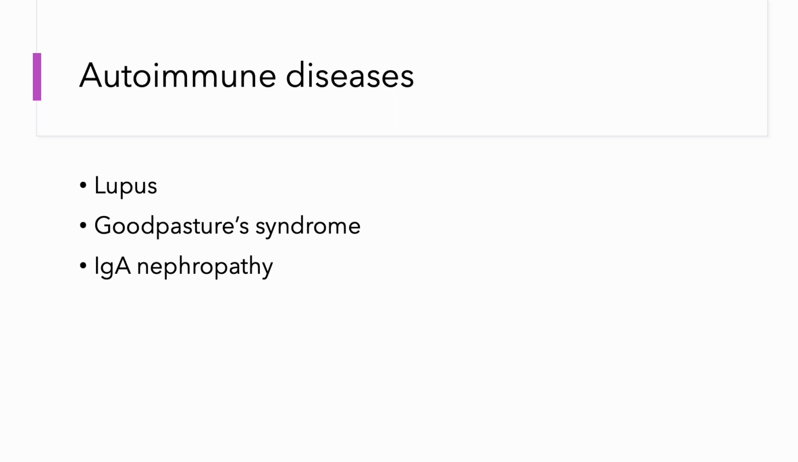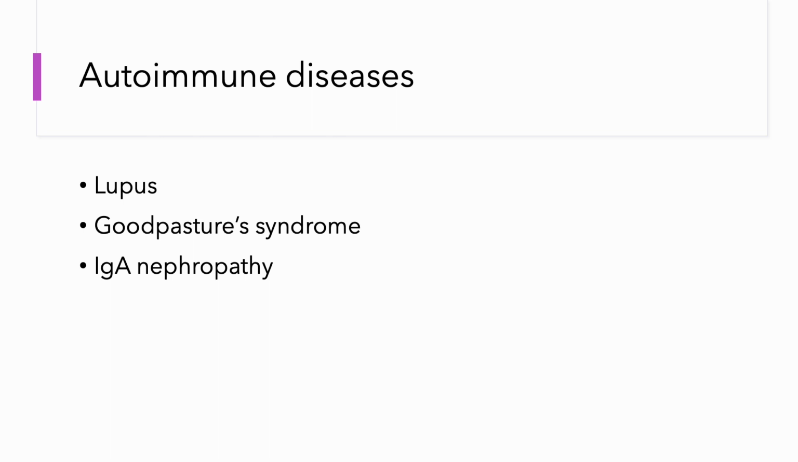Other causes of glomerulonephritis are autoimmune diseases, such as lupus, which is a chronic inflammatory disease, Goodpasture syndrome, which is a rare disorder. It's when the immune system creates antibodies to tissues in the lungs and kidneys, and it can cause progressive and permanent damage to the kidneys.